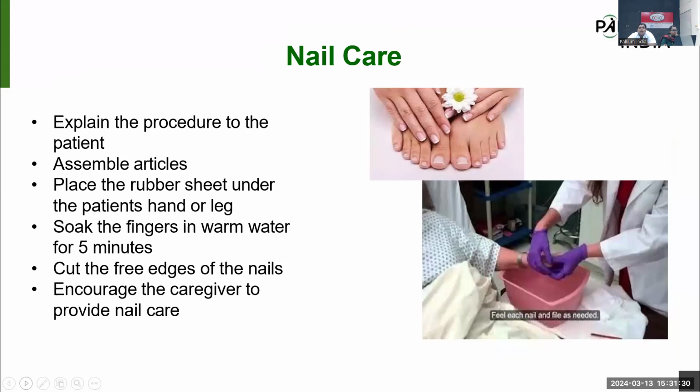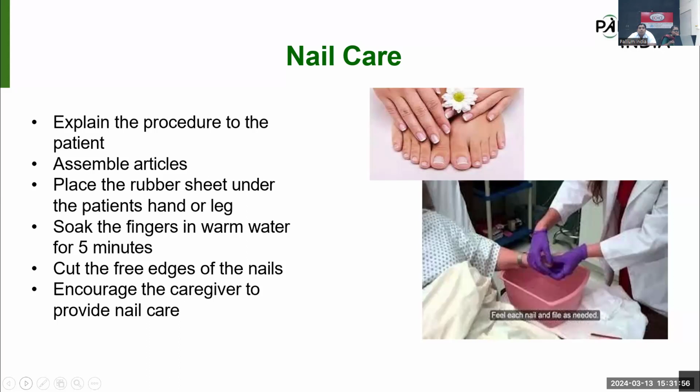Regarding nail care, this is the normal procedure in nursing care. Assemble the articles and explain the procedure to the patient. Place the rubber sheet under the patient's hand or leg. Soak the fingers in warm water. It will moisten the nails so we can remove them easily. Five minutes in warm water is enough for moistening the nails.